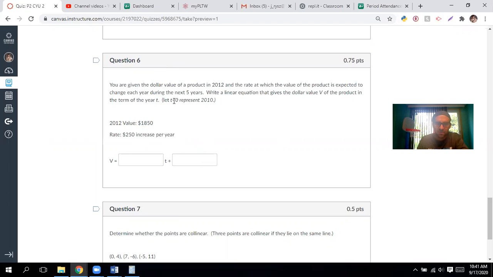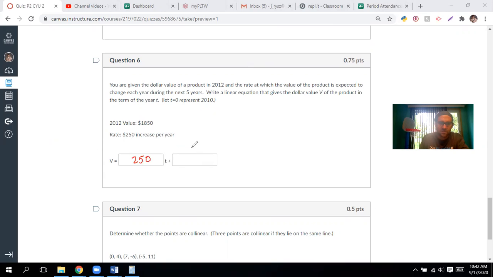So the one thing to remember here is that t sub 0 equals 2010. That's our starting point. Well, actually, let's do the easy part first. If we know that we're increasing at 250 per year, our slope would be 250. Okay, now if it was decreasing, it would be -250, but it's increasing. So every year it's 250.